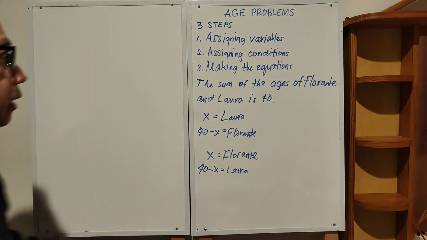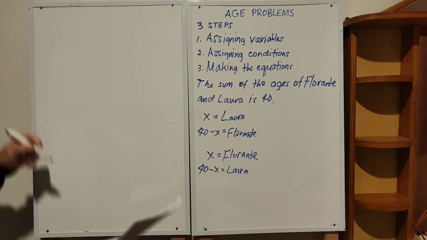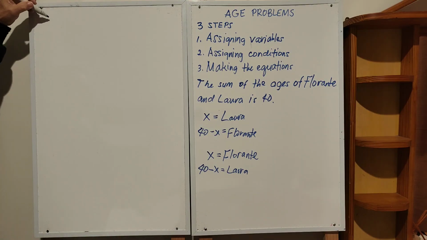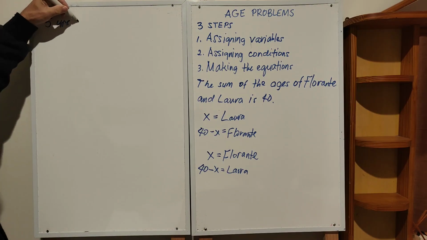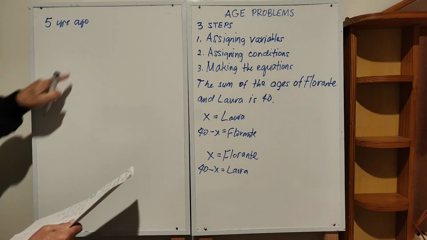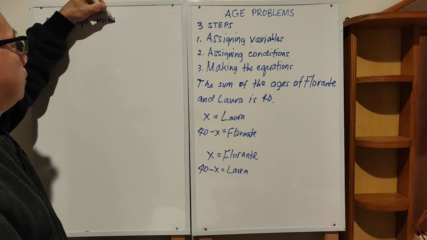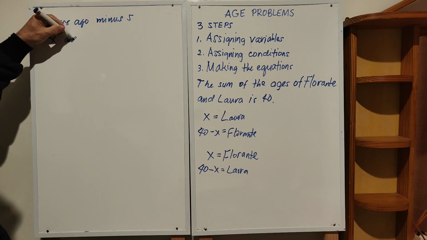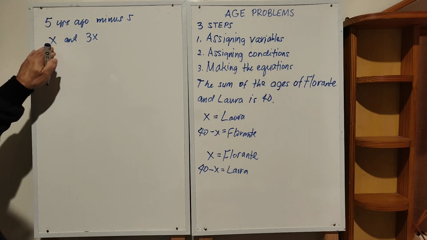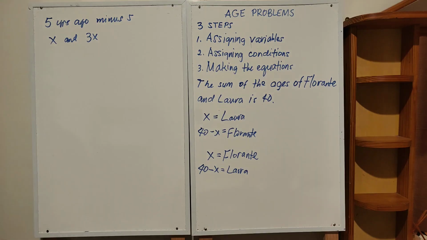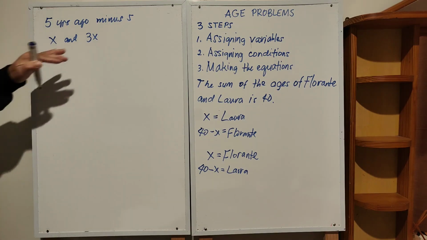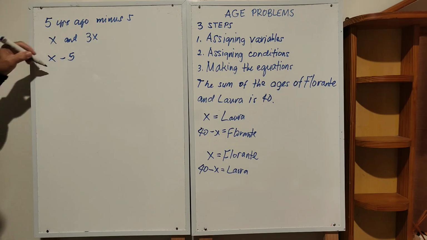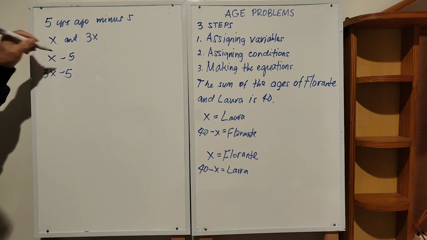Assigning variables. So next, we're now going to step 2, assigning conditions. So for example, what are the conditions? One example is 5 years ago. It means minus 5. For example, you have already two variables, x and 3x. These are the assigned values for the ages. So they both need to be minus 5. So x becomes x minus 5, and then 3x becomes 3x minus 5.